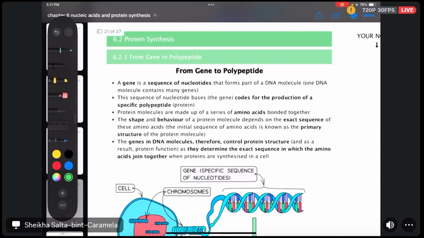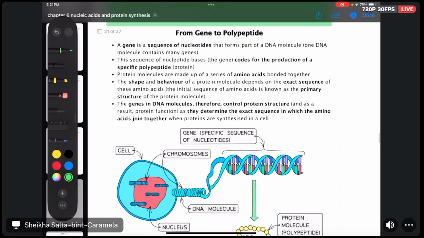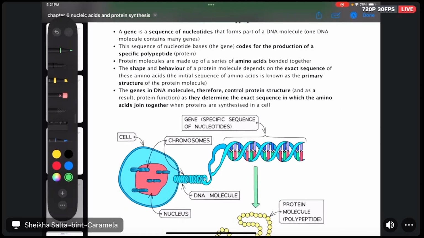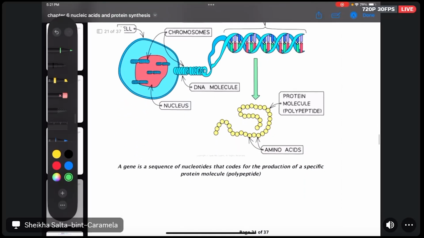Protein molecules are made up of a series of amino acids bonded together, and the shape and behavior of a protein molecule all depends on the exact sequence of these amino acids, which creates the primary structure of the protein. The genes in the DNA molecules therefore control the protein structure, and they determine the exact sequence in which the amino acids will join together to form the primary structure and thus the whole protein molecule.